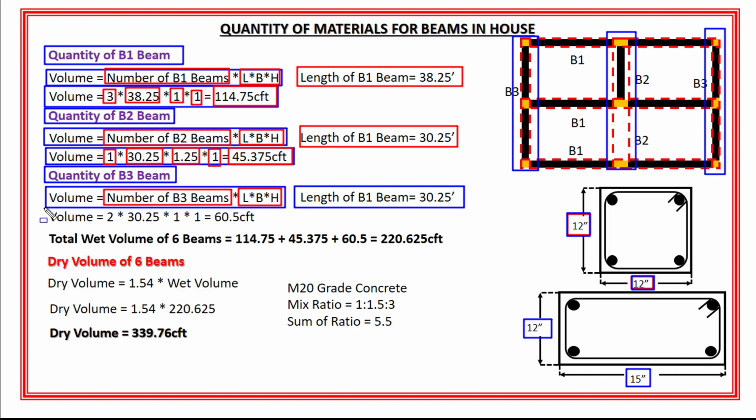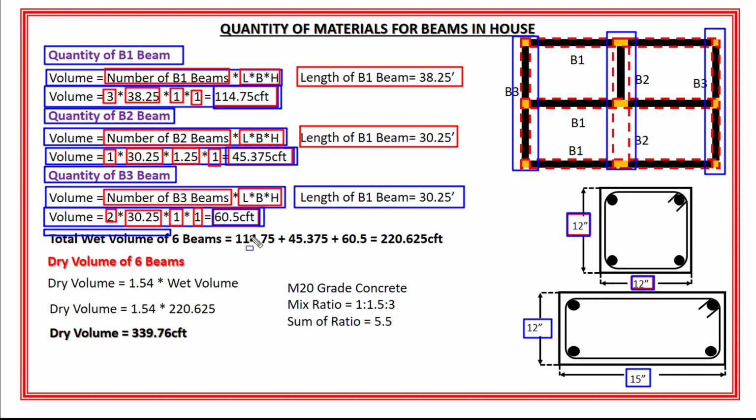Okay. So the volume of 2 B3 beams is equal to 2 multiplied by 30.25 multiplied by 1 multiplied by 1. And the total volume of 2 B3 beams will become 60.5 cubic feet. Okay. Now this is the wet volume of 2 B3 beams. Now I have found out the wet volume of B1, B2 and B3 beams. Okay. And now I need to calculate the total wet volume of these 6 beams, right?